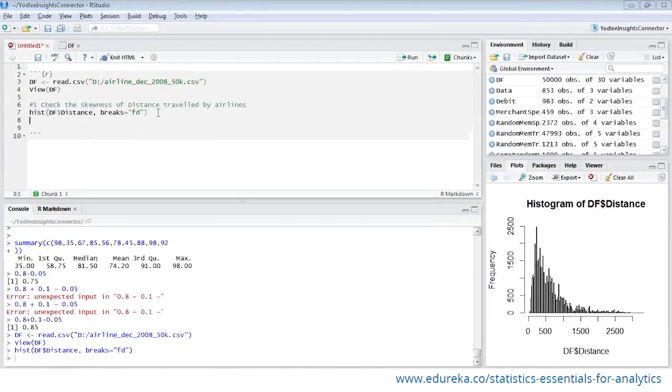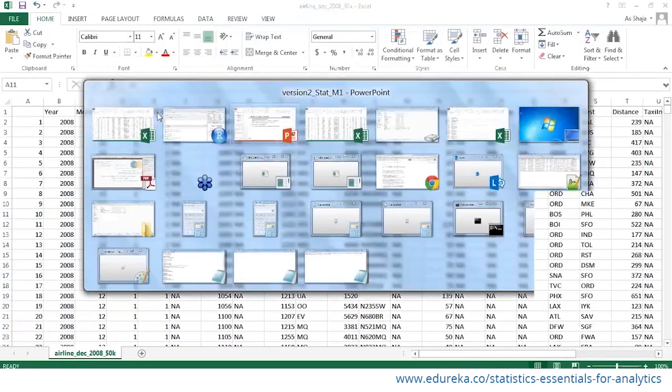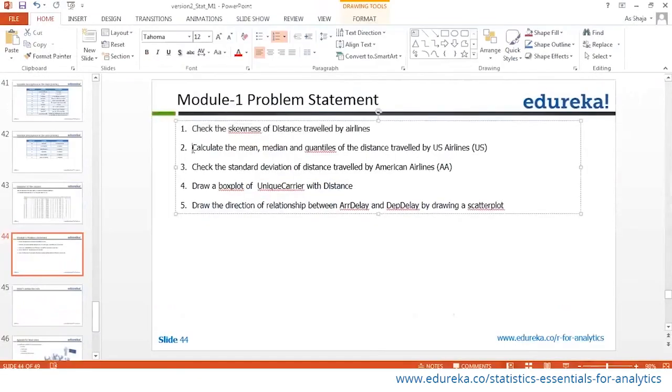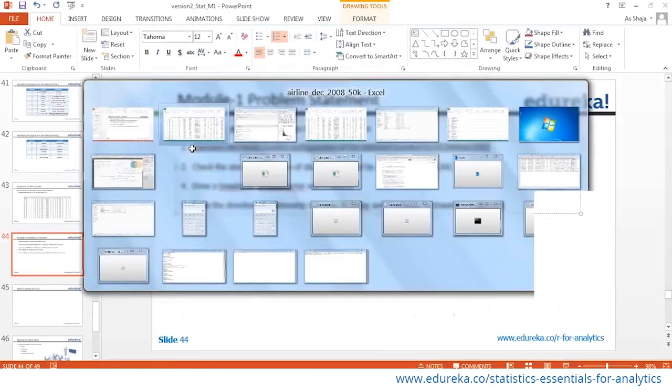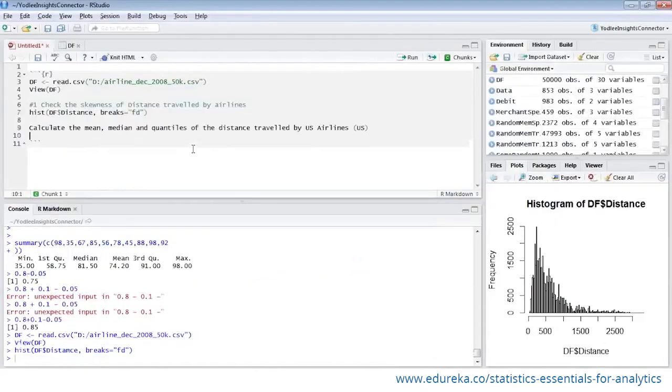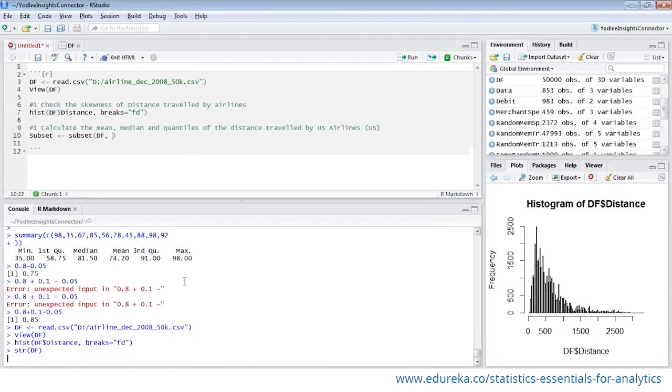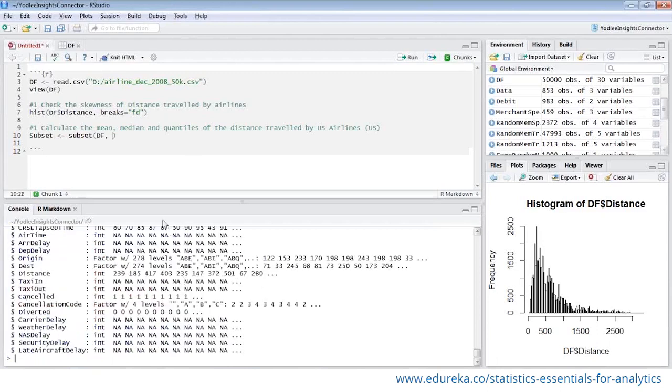Now let me take the second question: calculate the mean, median, and quantiles of the distance traveled by US Airlines. So you wanted to find out only how much the US Airlines was flying. So you can say that my subset of data is only those flights belonging to, say, US Airlines.